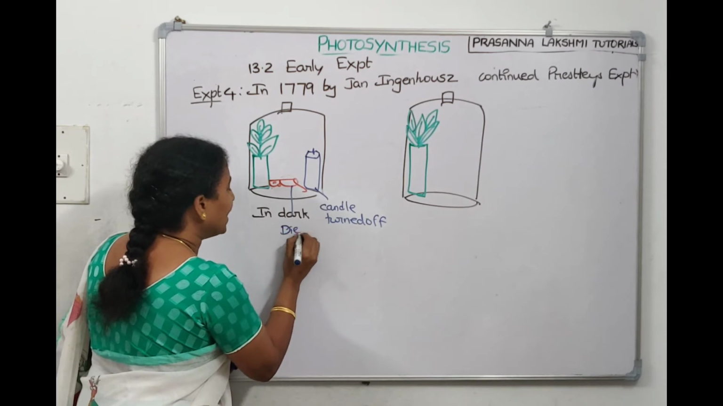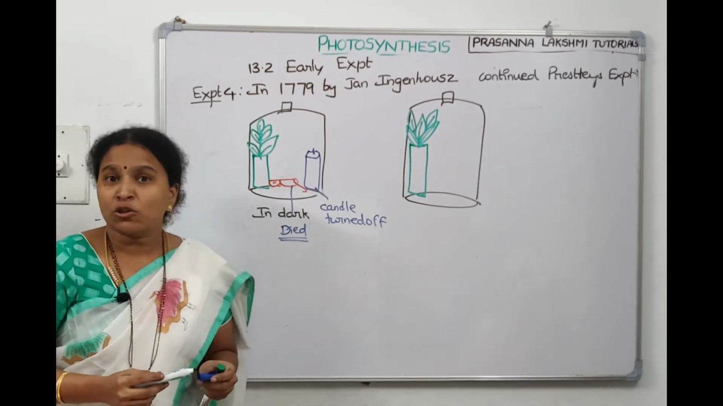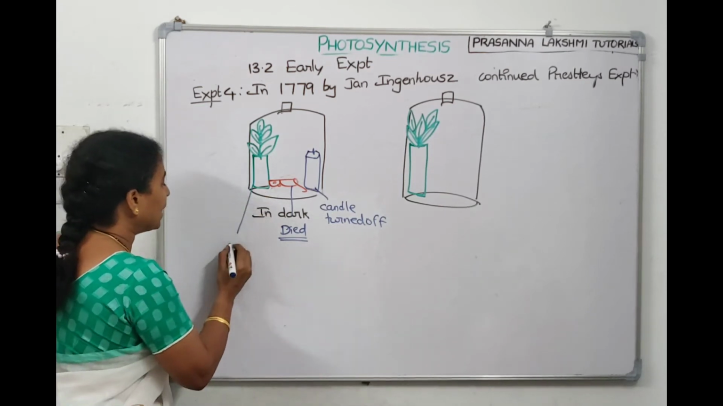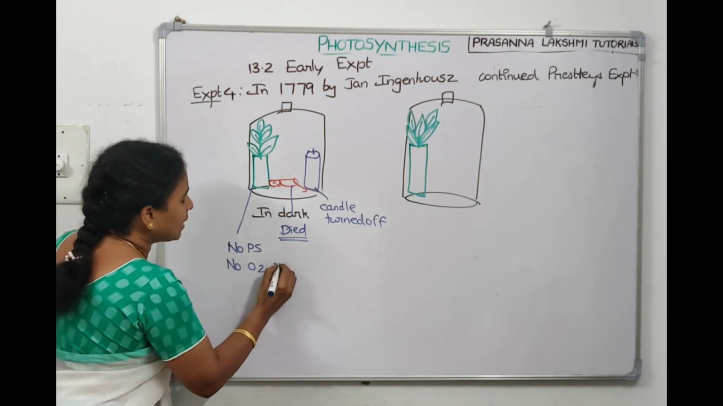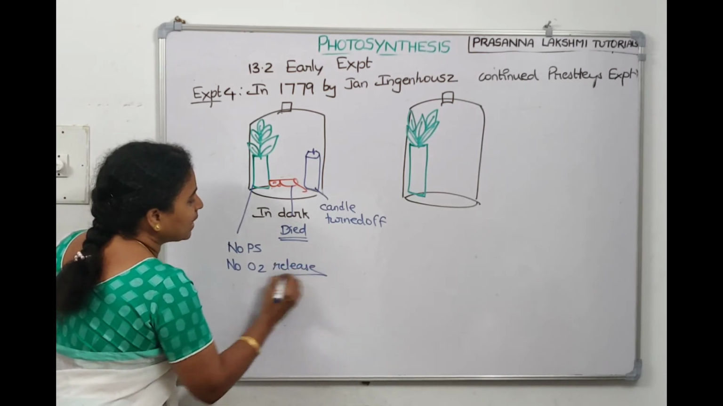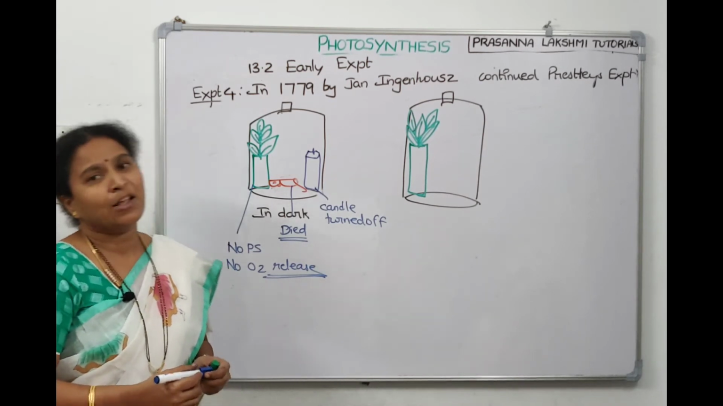And what happened to the mice? The mice died. Why? Because when we keep it in dark, the plant is not doing photosynthesis. No photosynthesis means no oxygen release. No oxygen release means without oxygen they cannot survive. So that's why they will die off.